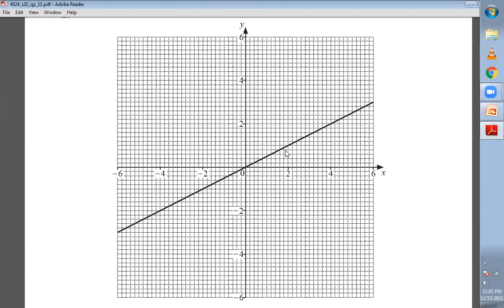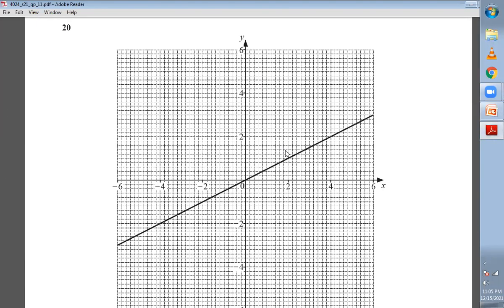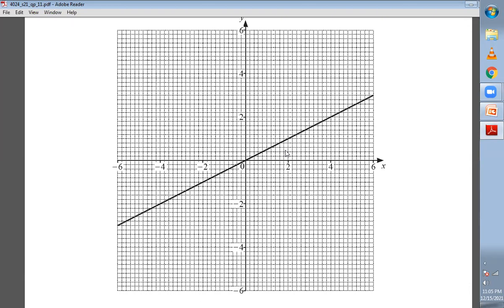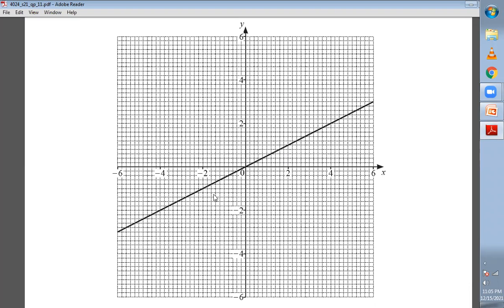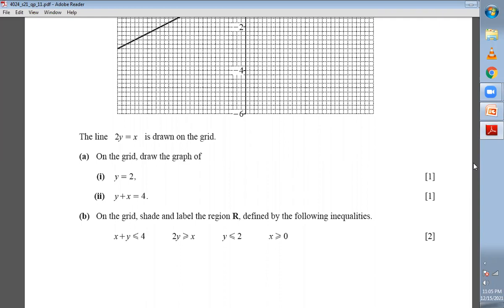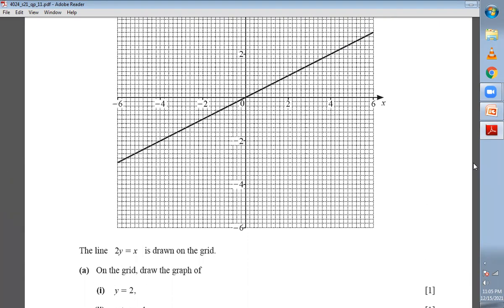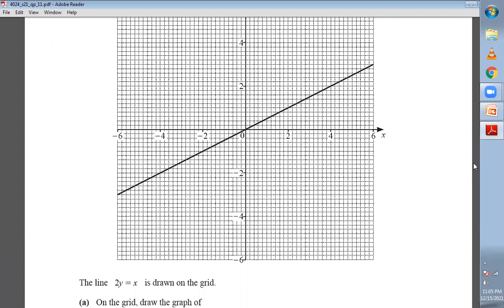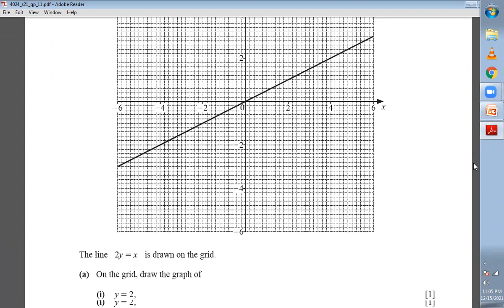Okay, so we have this next question coming up on your screen. That's question number 20, and you can see a grid is drawn here. So here we have a line. The line is passing through the origin O, and it's a straight line. And let's see what the question is. It says the line 2y equals x is drawn on the grid. So the equation of this line is 2y equals x.